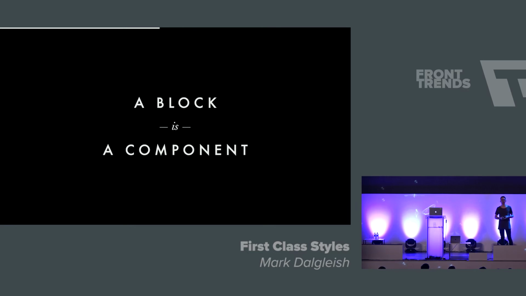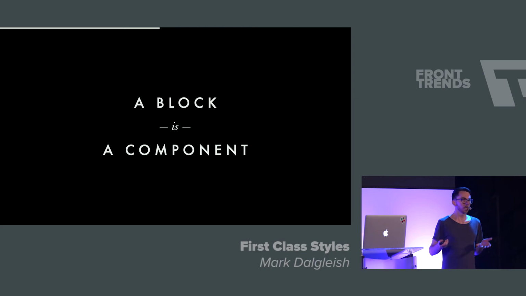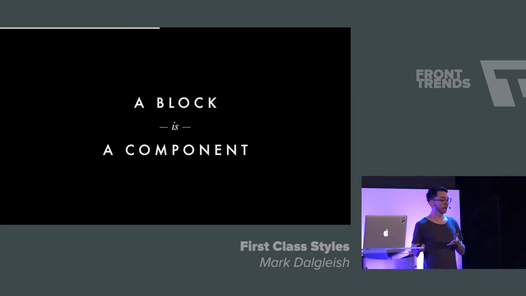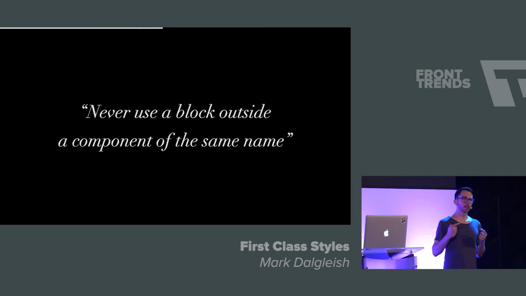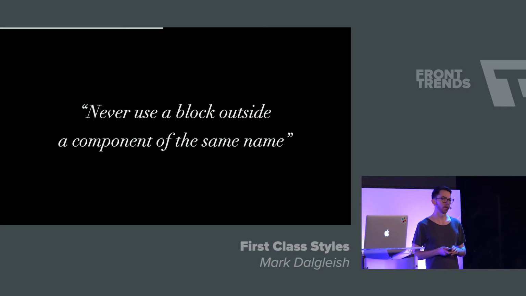It's about carving up your UI into smaller and smaller, more maintainable pieces that you then compose into a full application. So given that a block in BEM is the same really as a component in a component UI model, that led to a very natural rule that we set up for ourselves, which is that we should never use a block outside a component of the same name. So what did that look like in practice?